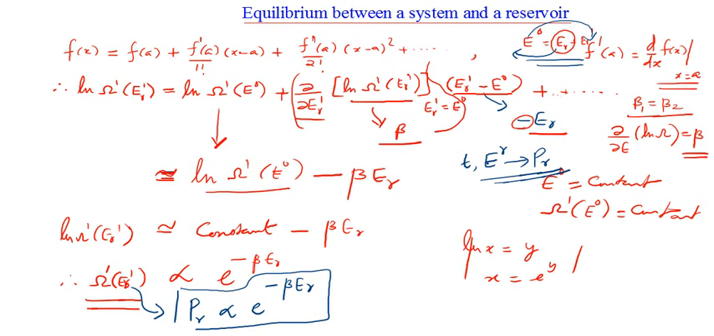Let me call this equation number 3, and let me proceed. What we are able to conclude simply is that PR is proportional to e raised to minus beta ER. But we are not satisfied by just the proportionality. We want to make it an equality. So how can we do that? I can write PR is equal to some constant C times e raised to minus beta ER, where the value of that constant we have to evaluate.